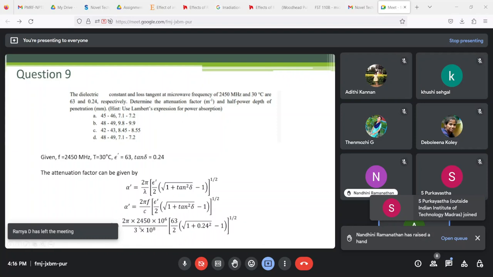So 2 pi into 2450 megahertz is what is given. Megahertz I am converting into hertz, so into 10 power 6. Speed of light is 3 into 10 power 8 meter per second. Epsilon dash, the dielectric constant, I am substituting as 63. Tan delta is 0.24, and you are asked to square it. So 0.24 the whole square minus 1, the whole raised to half. I hope this part is clear.